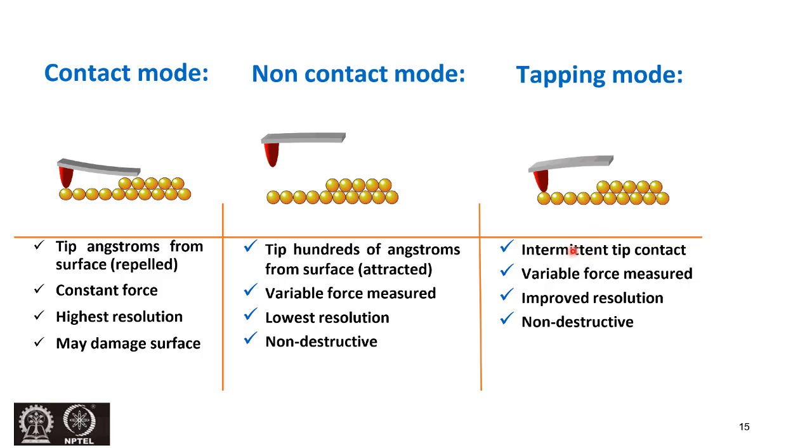Then we have tapping mode. So this is intermittent tip contact. It is again a variable force method. So what happens is that it goes to the sample, touches the sample and comes back, then again moves like this, goes and comes back, and then moves like this. So like this, it is tapping on the surface of our sample. So it is non-destructive, and it will also give a better, improved resolution as compared to the non-contact mode.